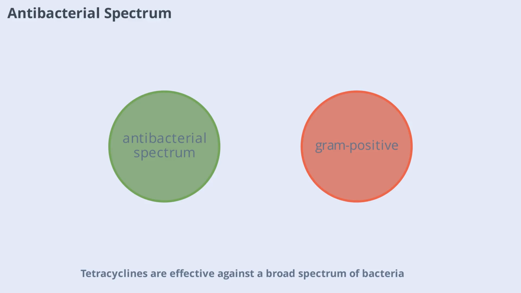Tetracyclines are effective against a broad spectrum of bacteria with greater efficacy against gram-positive organisms. This wide-ranging activity makes them suitable for various infections, though resistance can develop with overuse.